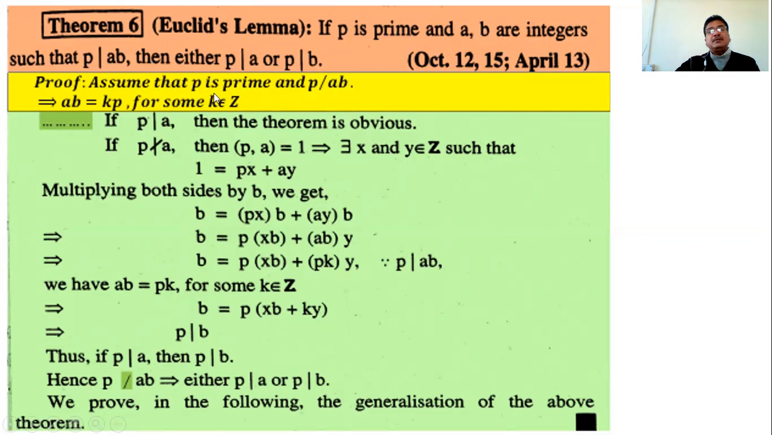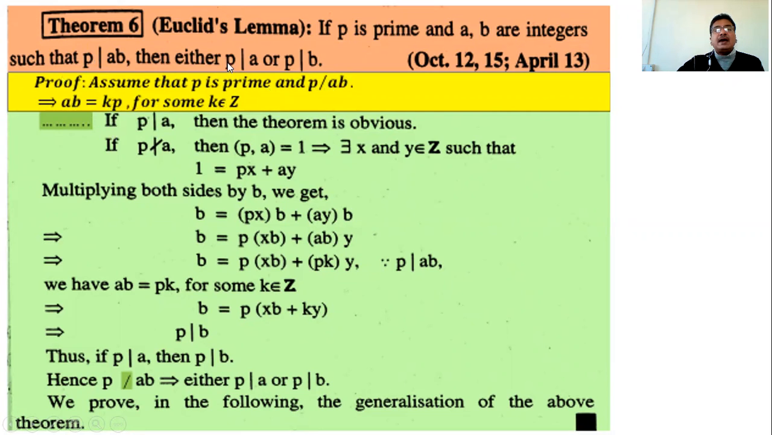So I assume that P is prime and P divides AB. We assume that A and B are integers and P is prime. Then P divides AB implies AB can be expressed in the form P times some integer, P into K or K into P, because P divides AB. This is given. Therefore AB is expressed in the form P times some integer K, for some K belonging to the integers.